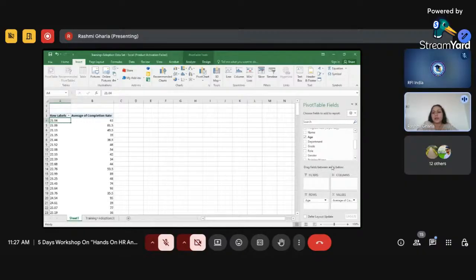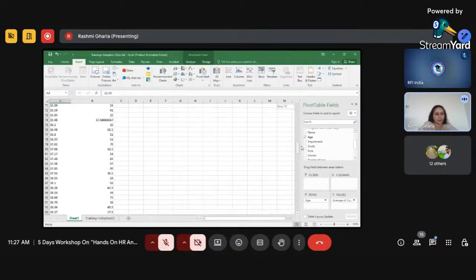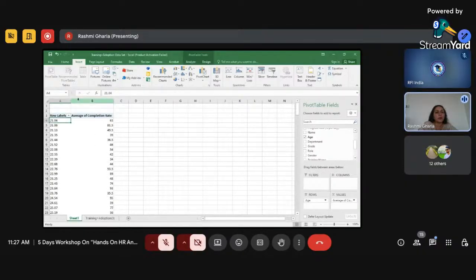So if I see, I cannot interpret anything from this age, right? Either you can group this age. So just right click on this cell, go to group. I'm starting from 20. The age group varies from 20 to 60, in steps of 10, meaning I want a difference of 10.